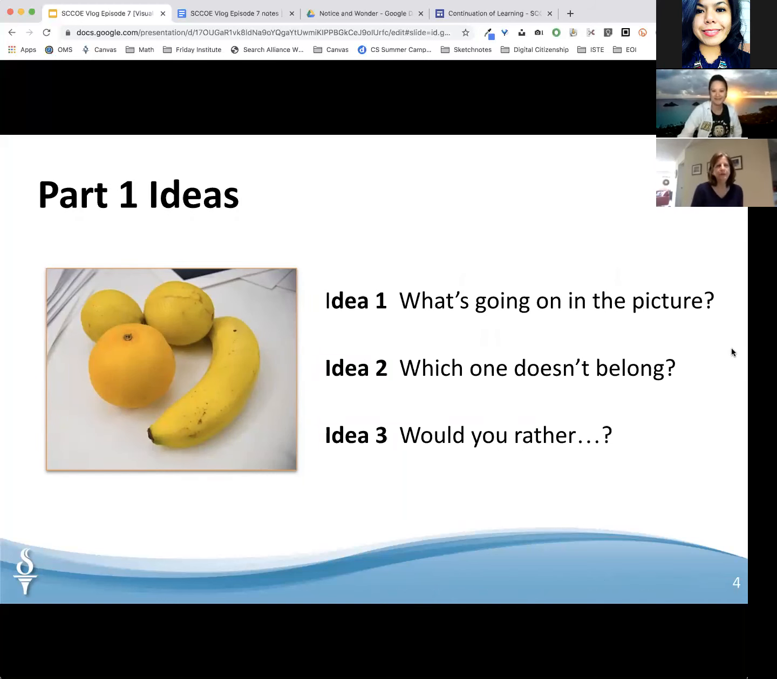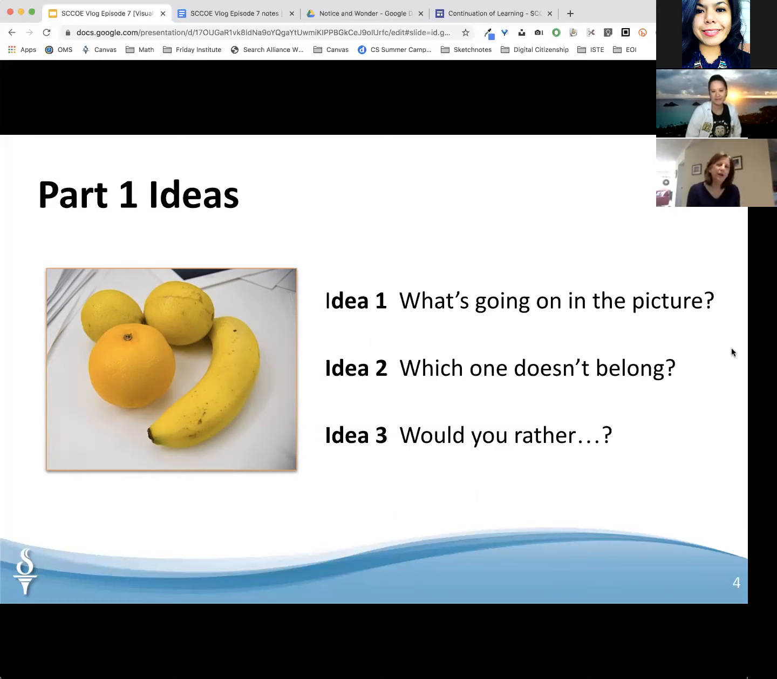Just to, again, talk a little bit about what we shared yesterday. These are the 3 ideas that we talked about. The first idea was what's going on in the picture. And if you think about the picture we just saw of the gal getting ready for a parade, that picture is almost 20 years old now. Having students notice and wonder, think about what could be happening and explaining their own thinking about pictures.